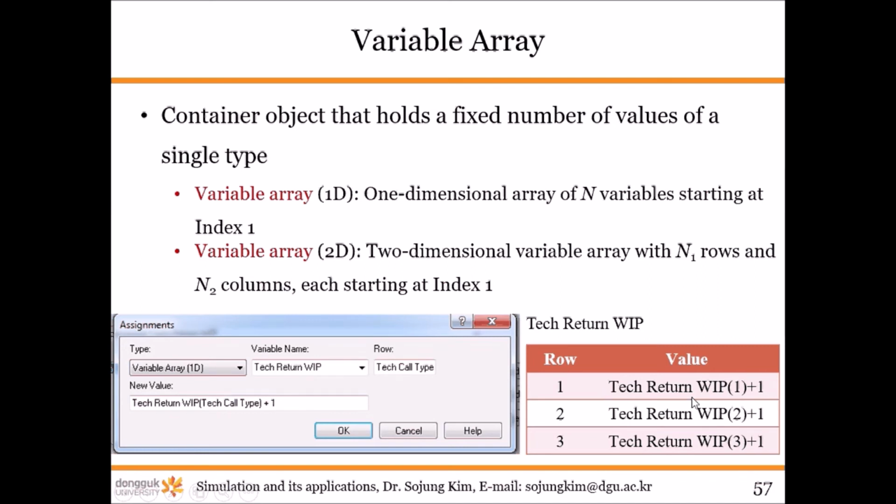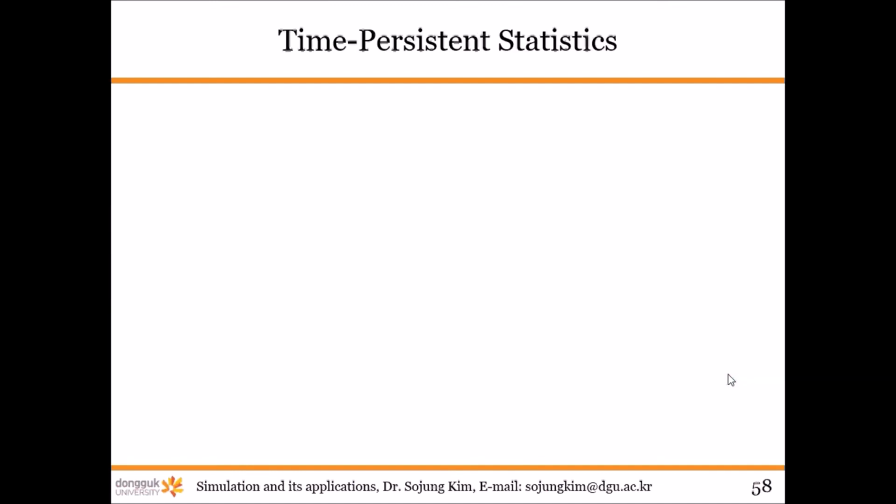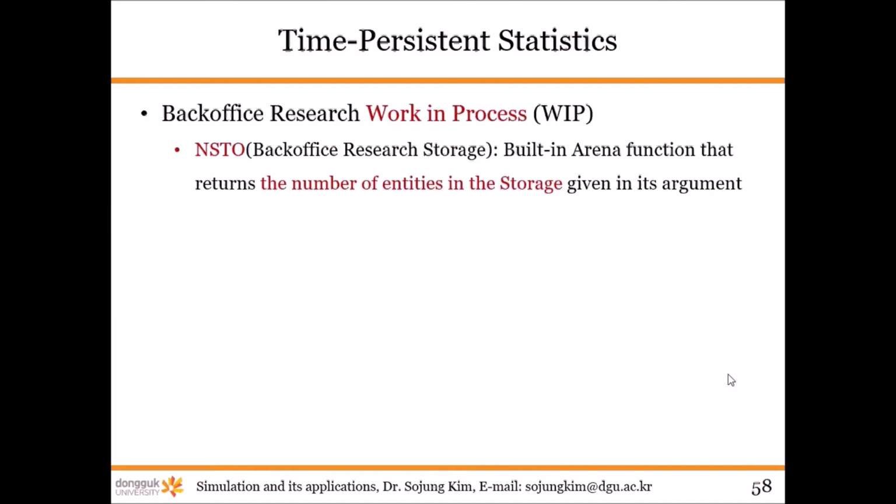You will have this kind of form: W1, W2, W3, and plus 1 means you can count the number of entities, such as the first person, second person, and third person, and so on. Also the time precision statistic, back office research working process. WIP means work in process. And we are using the NSTO function, which is a built-in Arena function that returns the number of entities in the storage given in each argument.